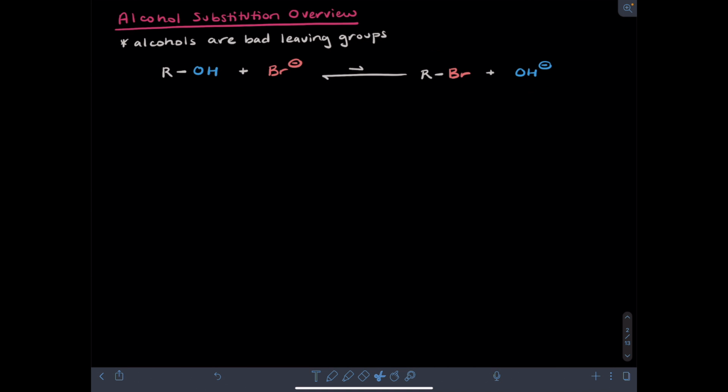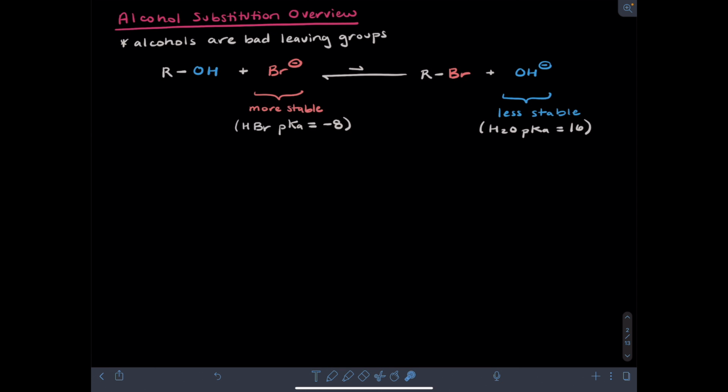So let's consider a potential reaction of an alcohol with a bromide anion. And we'll consider, can this bromide displace the OH group in a substitution reaction to form a carbon-bromine bond and hydroxide anion? To decide which side of this reaction equation is favored, you would want to compare the anionic species, bromide on the left to hydroxide on the right.